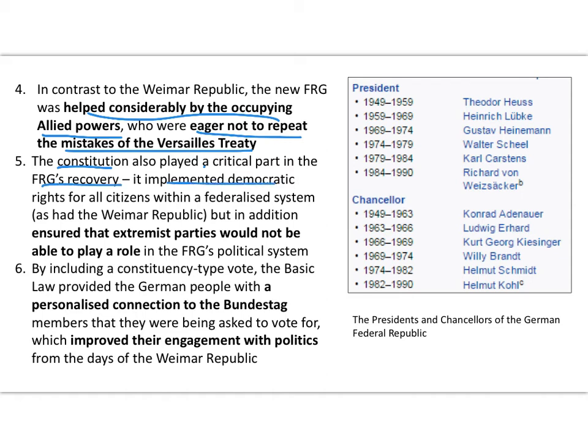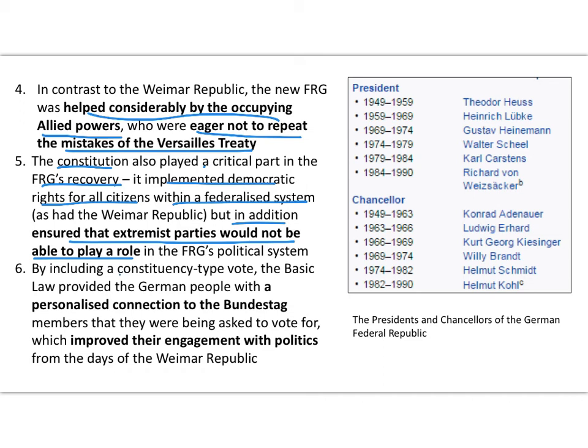So the Constitution was a key factor in the recovery of West Germany. It implemented democratic rights for all citizens within a federalised system, as had the Weimar Republic, but in addition ensured that extremist parties would not be able to play a role in the FRG's political system. So, for example, we looked at the 5% rule. Now, in the Weimar Republic, the 5% rule did not exist, and so that provided a foothold for small extremist parties like the Nazis to get into the Reichstag, as the lower house of parliament was called, whereas in West Germany there was that 5% rule that meant that small political parties simply could not get into parliament.